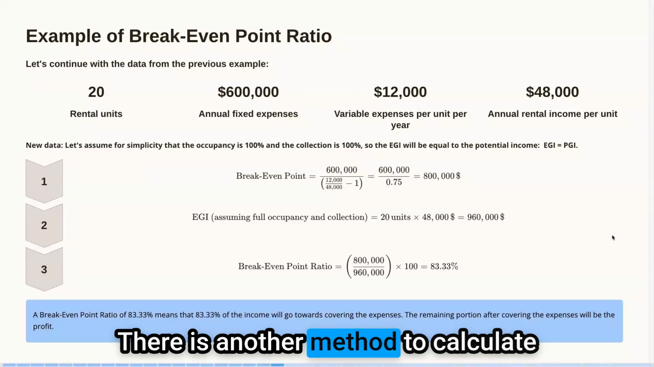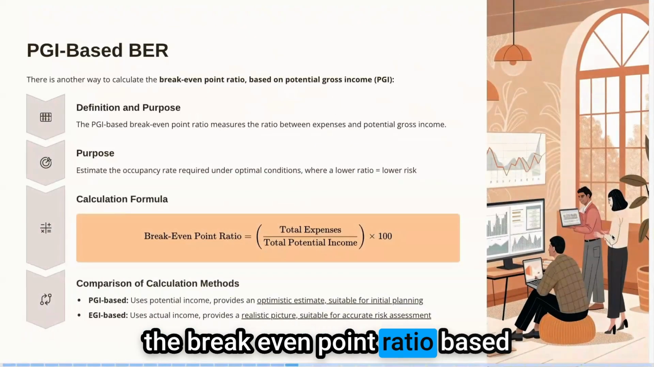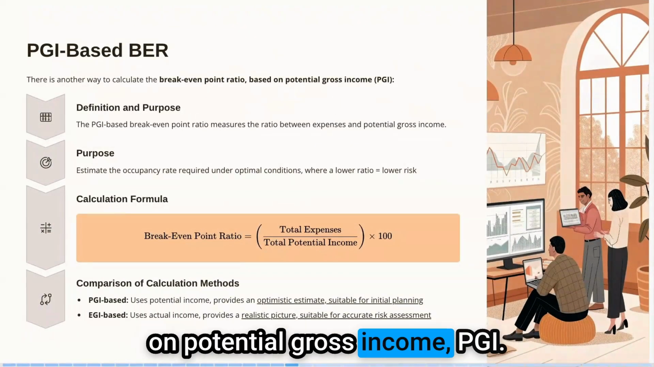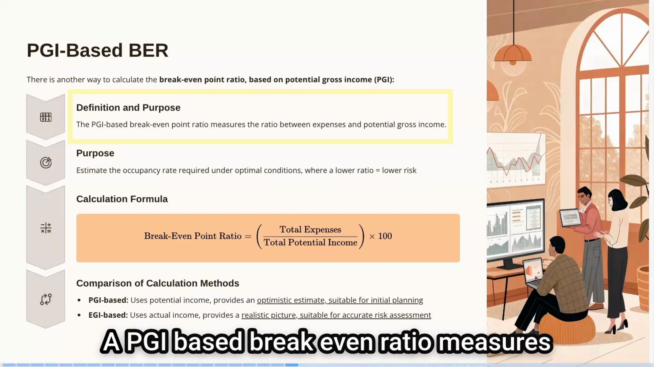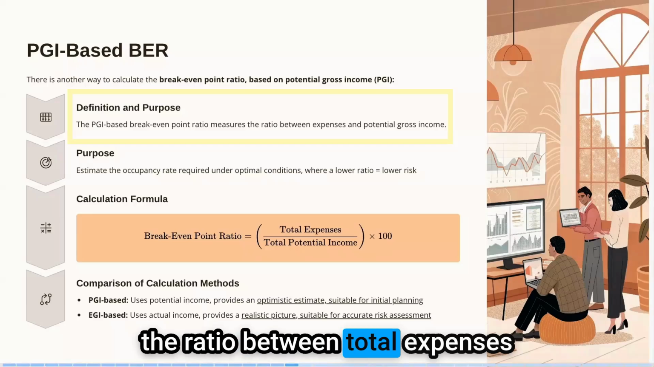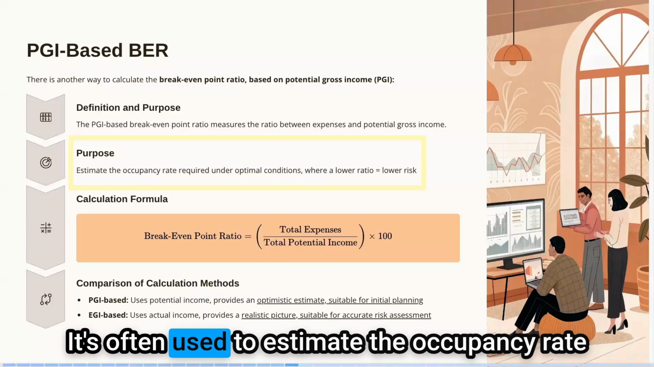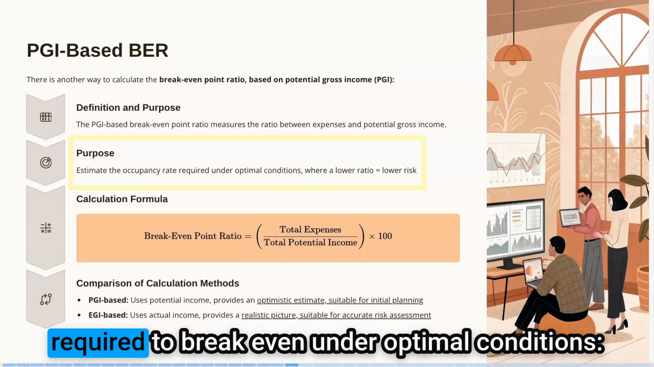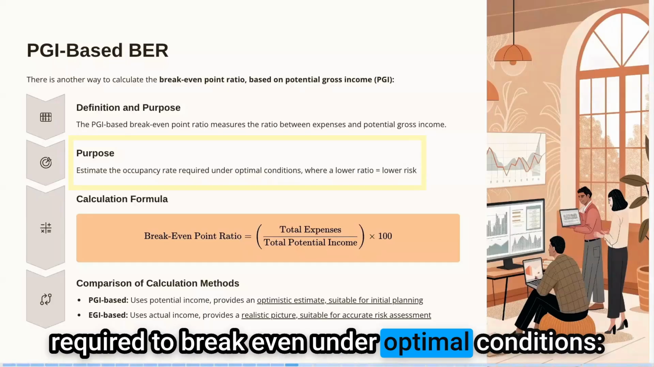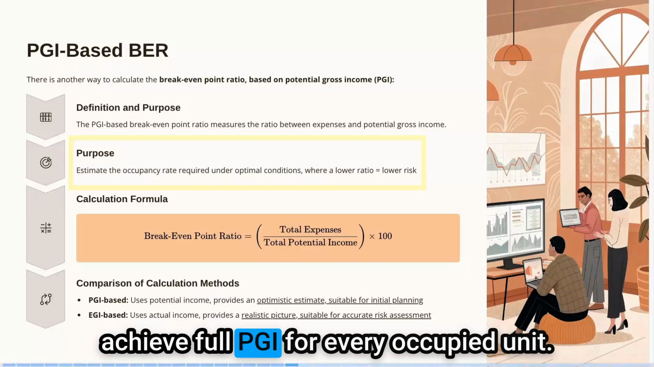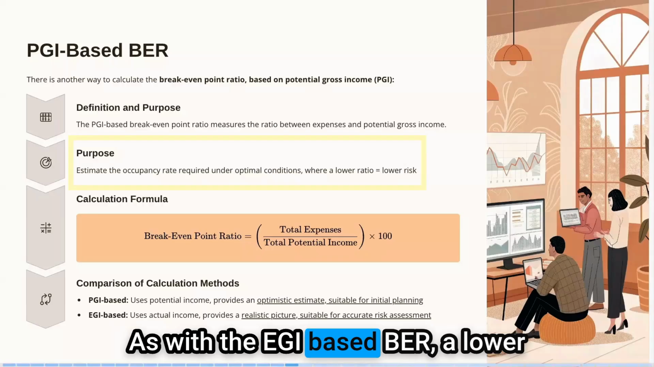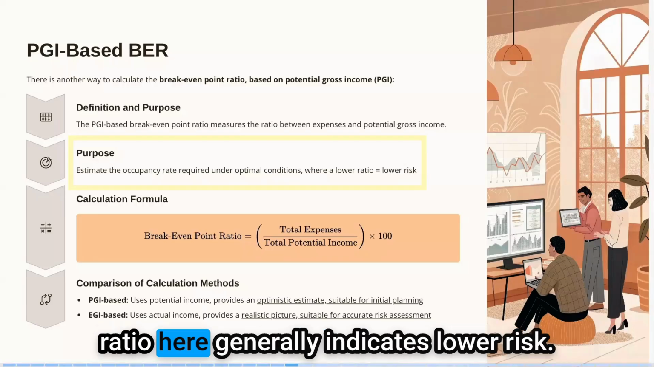There is another method to calculate the break-even point ratio based on potential gross income, PGI. PGI-based break-even ratio measures the ratio between total expenses and total potential gross income. It's often used to estimate the occupancy rate required to break even under optimal conditions, to achieve full PGI for every occupied unit. As with the EGI-based BER, a lower ratio here generally indicates lower risk.